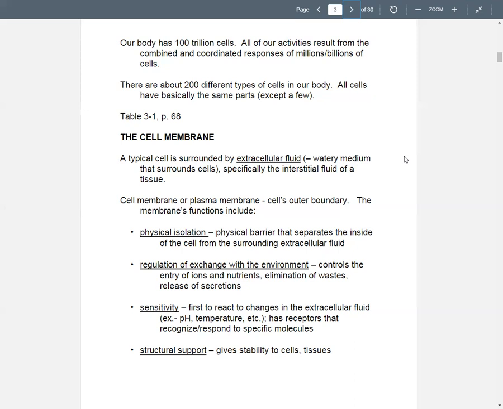Those receptors are kind of like, anybody have a satellite dish at home, or a cable box, or something on their roof or anything like that? It's a receptor. It picks up signals. So the receptors on your cell membrane do the same thing, and then they react to it, letting you know what's going on outside, and you react on the inside to what's going on outside. It also provides structural support, making your cells and tissues more stable.